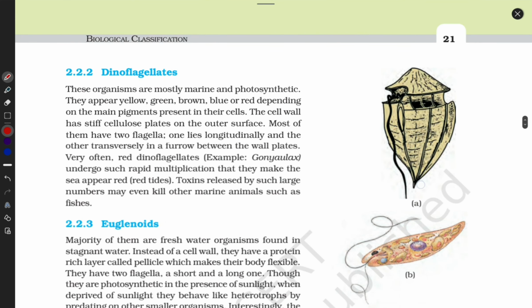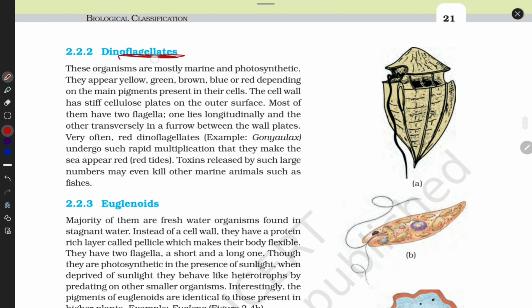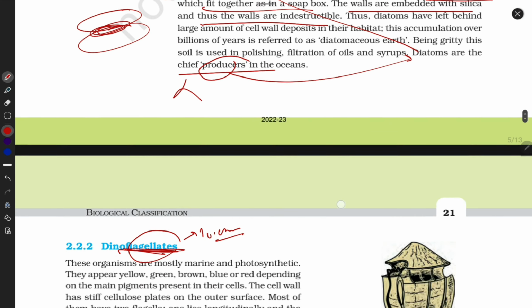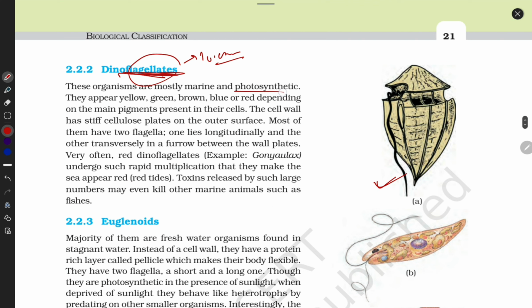Right? Okay, dinoflagellates. Flagellate means they have flagella. Look here, they have flagella. Flagellated means they can be motile, because flagella and cilia are helpful in locomotion. They are photosynthetic, so they can make their own food. They are marine, found in salty water. Their body color, yellow, green, brown, blue, or red, depends on their pigment. Their cell wall is made of cellulose, but in chrysophytes the cell wall is made of silica.